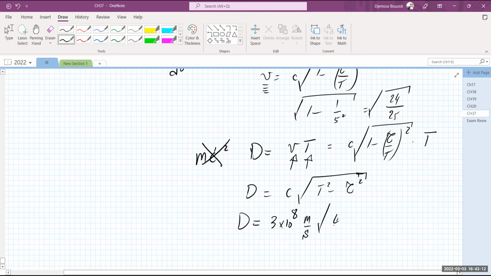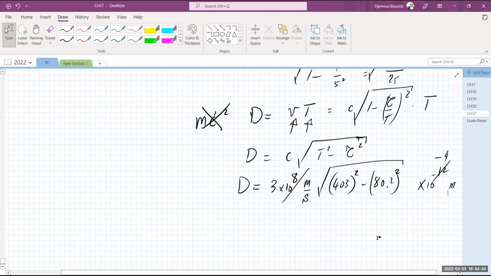How big is the lab? So this is 403 squared minus 80.2 squared times (10 to the negative 12) squared, and you take it out. So it's going to be times 10 to the negative 12. So 10 to the negative 12 and 10 to the power 8. So it's going to be, what is it? 10 to the negative 4. So the whole thing is in meters, okay? So I'm left with 403 squared minus 80.2 squared. What is that number? Anybody?